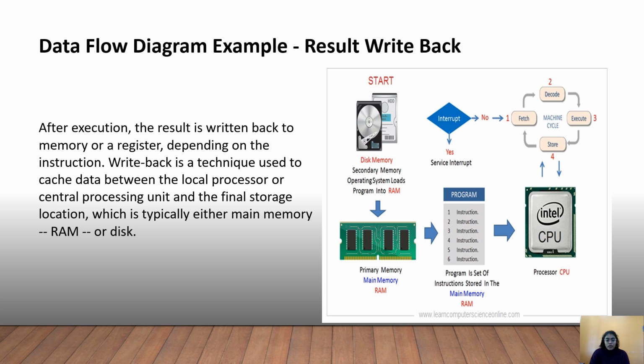Result write back. After execution, the result is written back to memory or a register, depending on the instruction. Write back is a technique used to move data between the local processor or central processing unit and the final storage location, which is typically either main memory (RAM) or disk.